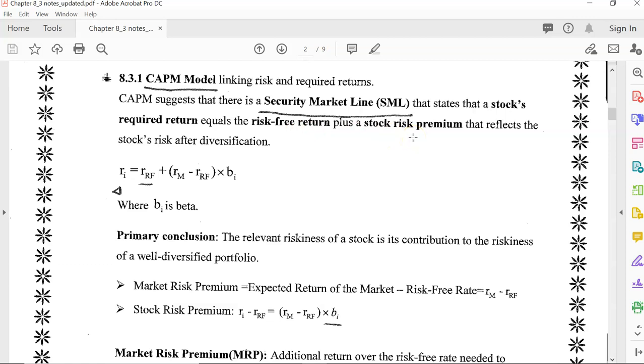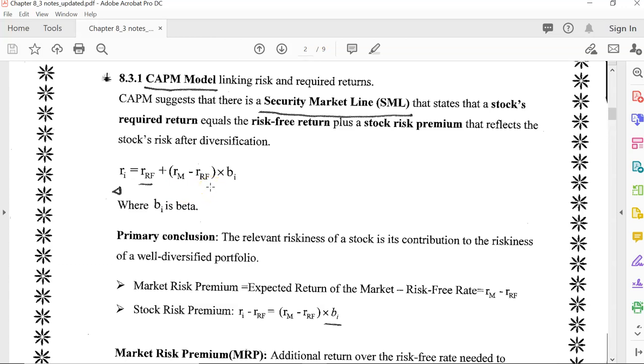That's why in the bond chapter, bond return equals the risk-free rate plus the bond risk premium. Here, if we want to evaluate stock return, we're using the same methodology, the same principle, that stock return equals the risk-free return plus the stock risk premium. We use RI to stand for the return of stock I, and RRF, the same as in the bond return formula, for the risk-free return. And we add the stock risk premium.